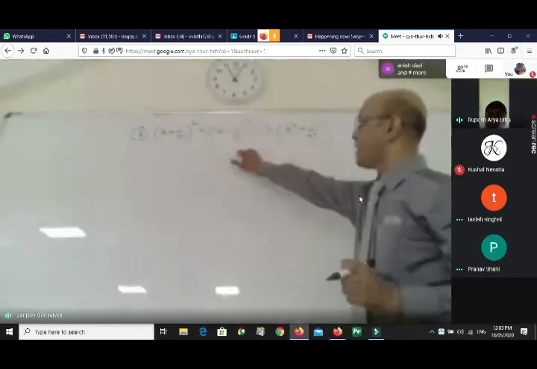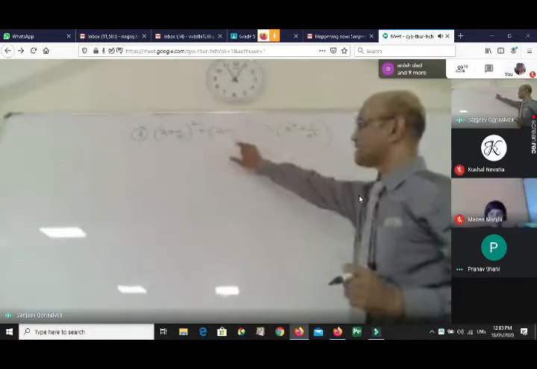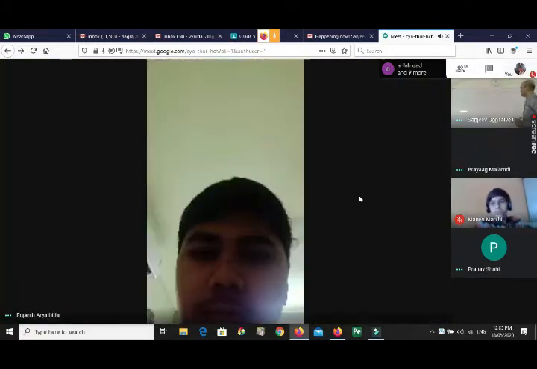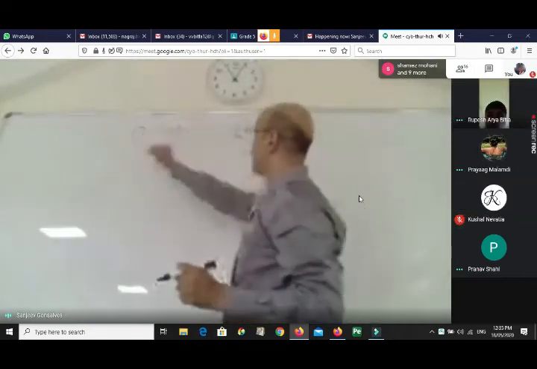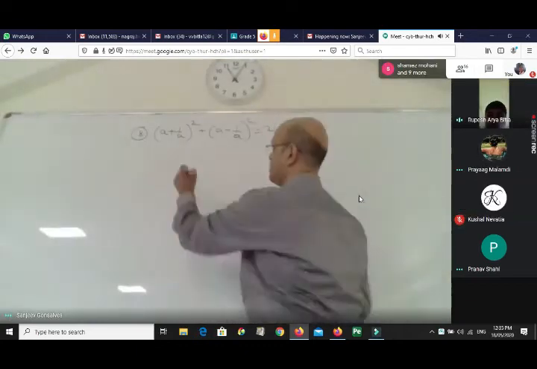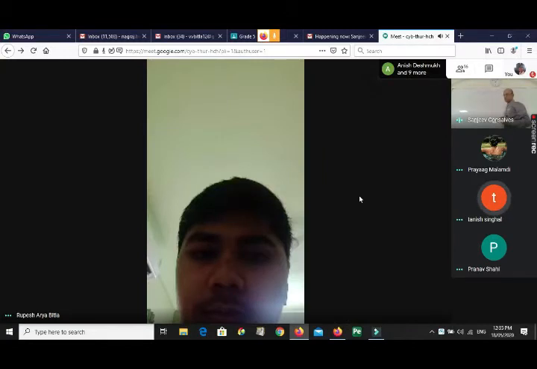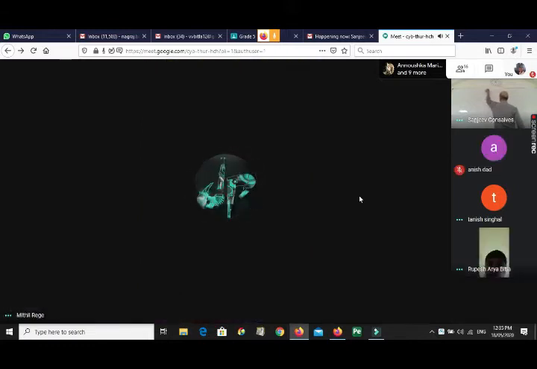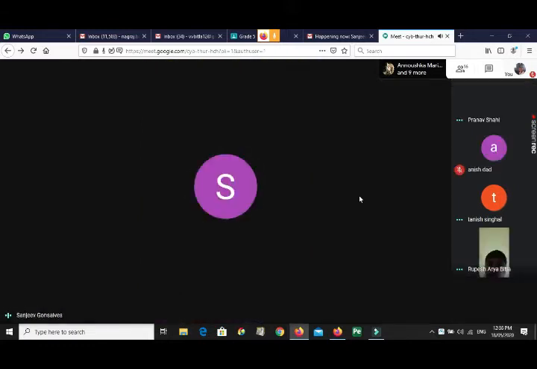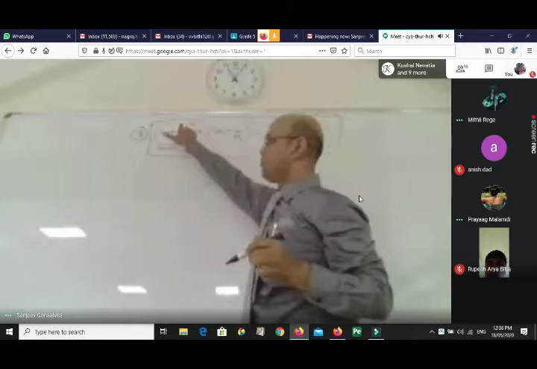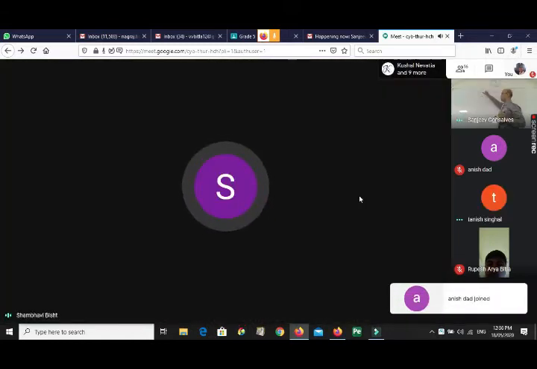So, how are you going to get the formula? Okay, (a plus 1 upon a) bracket square. What is the expansion of this? A square plus 1 upon a square plus 2.